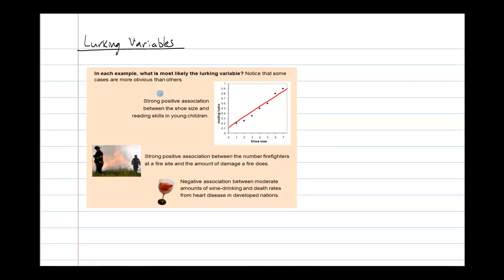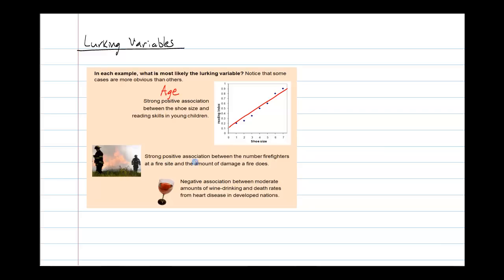The lurking variable here is probably age, because as a child grows, their shoe size grows, and also as a child gets older, they get better and better reading skills. So again, child age is most likely the lurking variable here. As kids grow, their feet get bigger and their reading skills improve with practice and, of course, going to school.